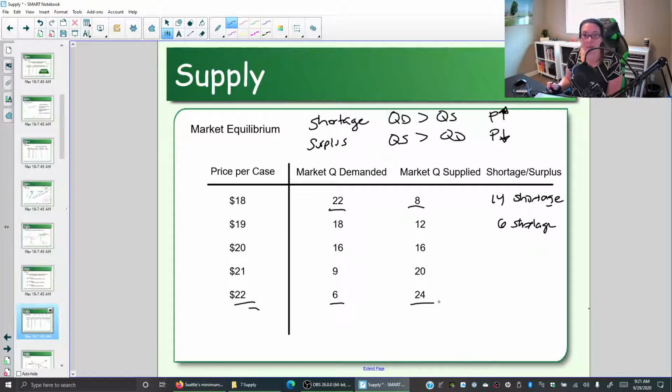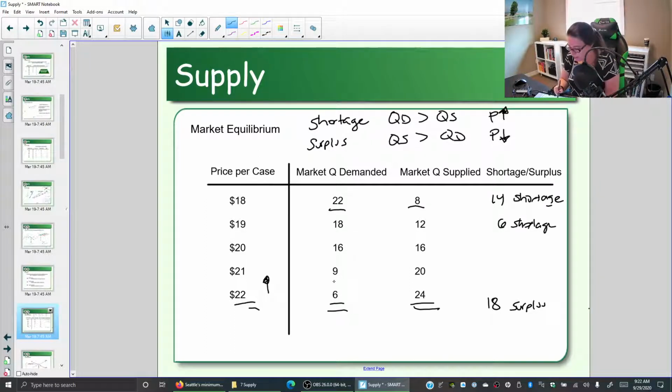Are we in equilibrium? No. Quantity supplied is more than quantity demanded. So do we have a shortage or a surplus? We have a surplus. How much of a surplus? We have a surplus of 18. So there's 18 extra cases sitting on the shelf that no one's buying. Well, when there's a surplus, what happens to the price? It goes down. So we move from 22 to 21.